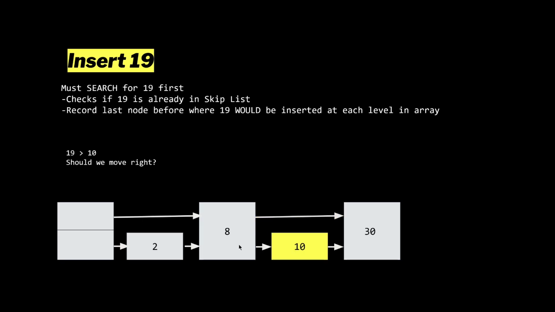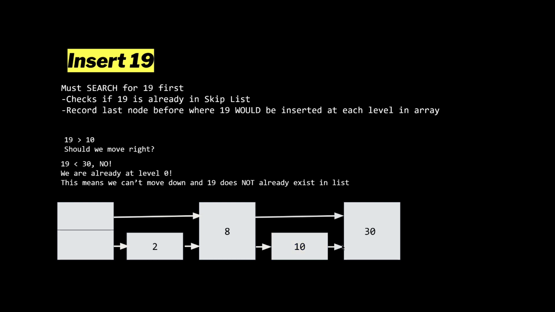We go down and then we go to the right of 8, which is this node right here, which contains 10. 19 is greater than 10, so should we move right? The answer is yes. So we would check 30 again, and as in the last example, 19 is less than 30. We can't move right anymore, and we are already at level 0, so we cannot move down. And this means that 19 does not already exist in the list. For our purpose of inserting, this is a good thing because this means that we should go ahead and insert 19.